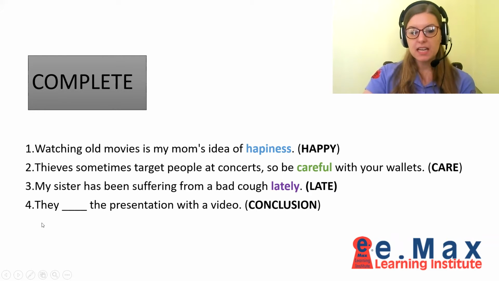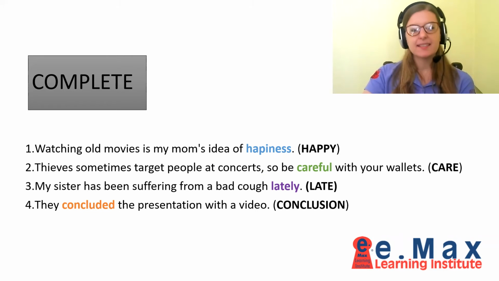What are we missing here? A verb. Very good. So how do we make a verb? They concluded the presentation with a video. Very good.